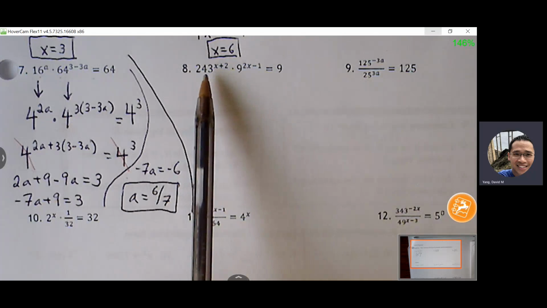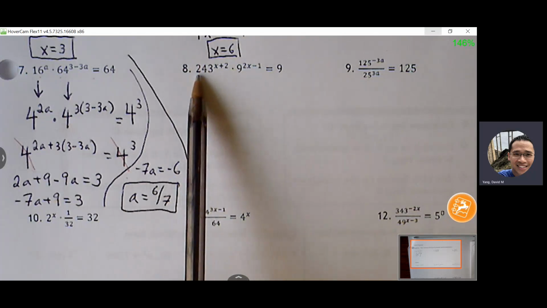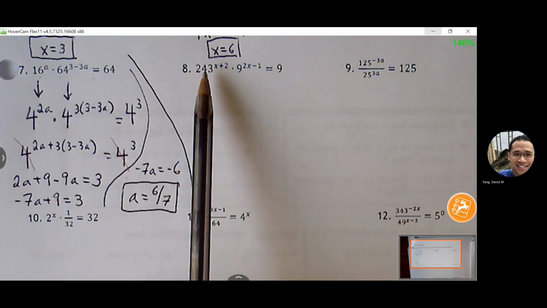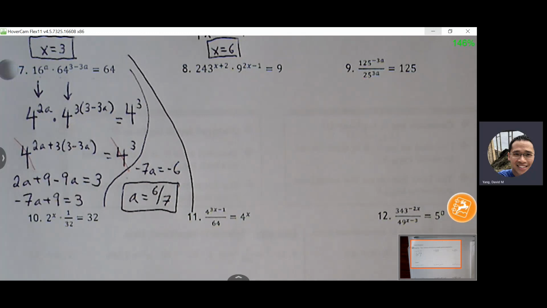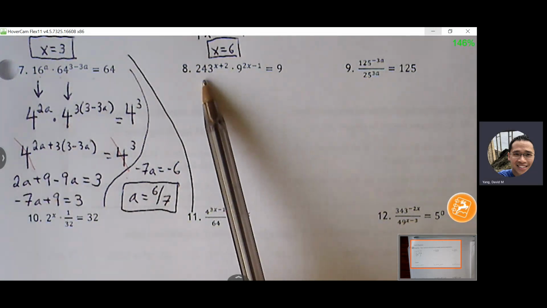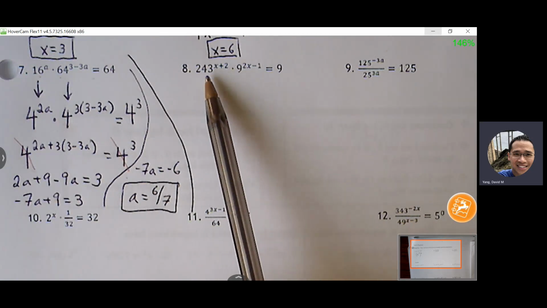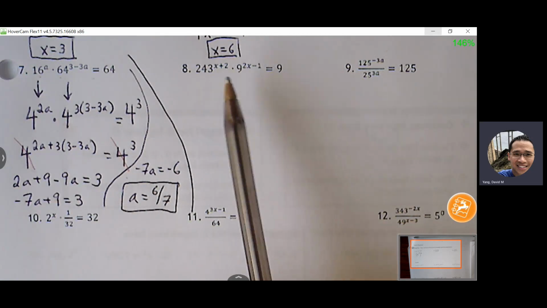Okay, number 8, maybe you don't recognize this 243. But if you had to guess, what do you think is a base that will allow all of these to be able to work together? 3. Yeah, 9 is going to be too big to handle 243, but 243 is 3 to the 5th power.